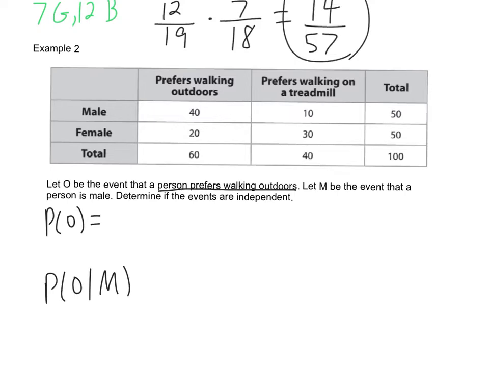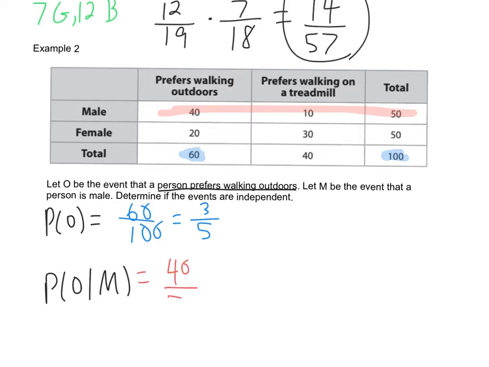So the probability that somebody likes to walk outdoors is 60 out of 100, which is 6/10, which is 3/5. All right, what about the probability that somebody likes to walk outdoors given they are male? So now we are looking at this row because we're given they're male. We're restricting our sample space to just the males, and given they're male, 40 out of 50 like walking outdoors, which is 4/5.